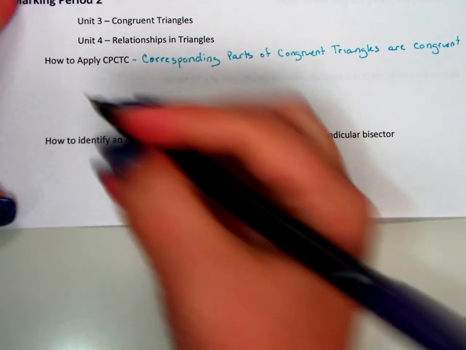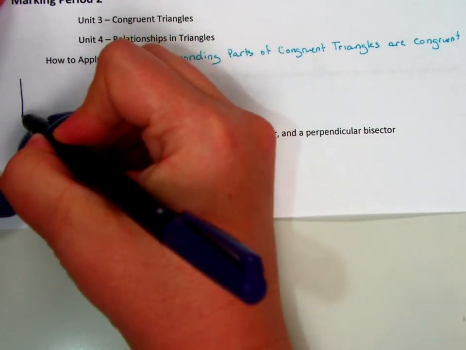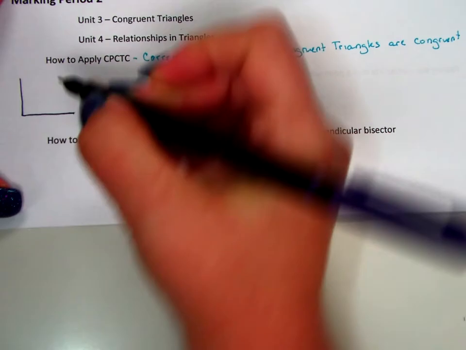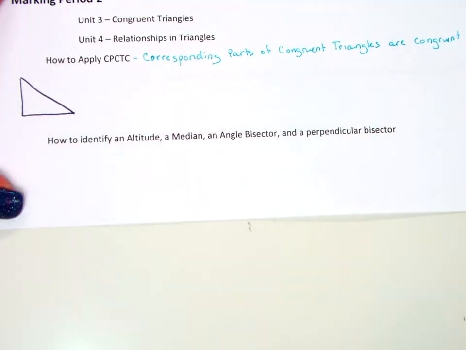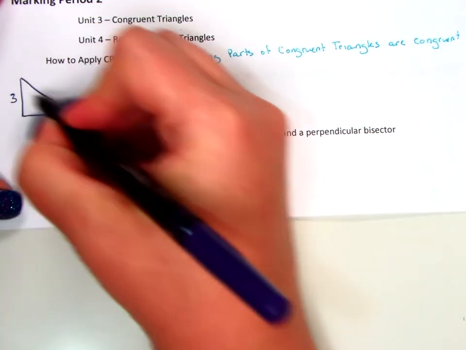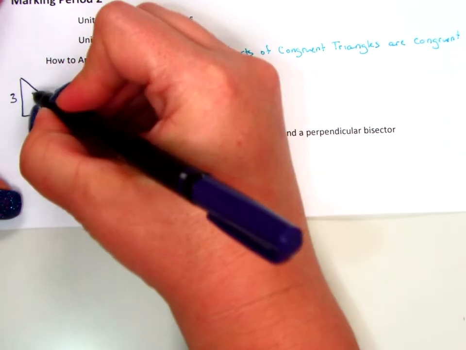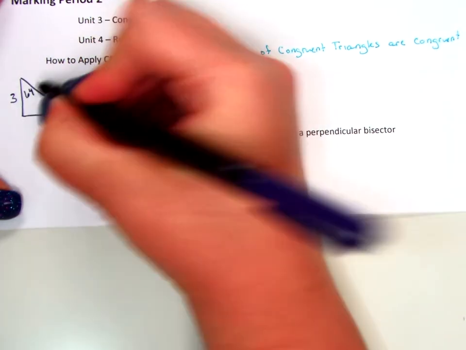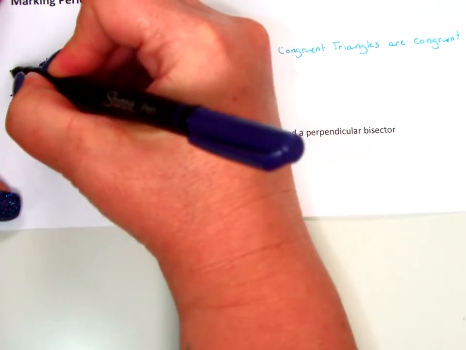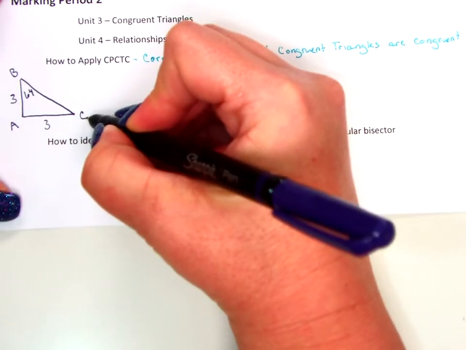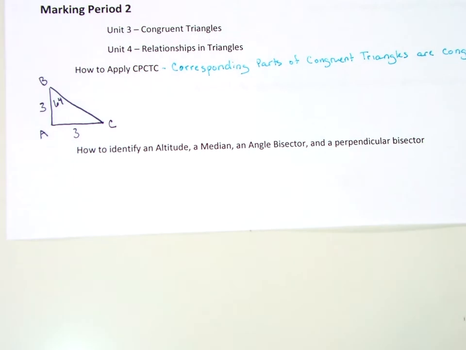So let's say I give you the following 2 triangles. I give you this triangle, and I'm going to tell you this is 3, and this is 3, and this is, I don't know, 64. And I'm going to call this triangle A, B, C.